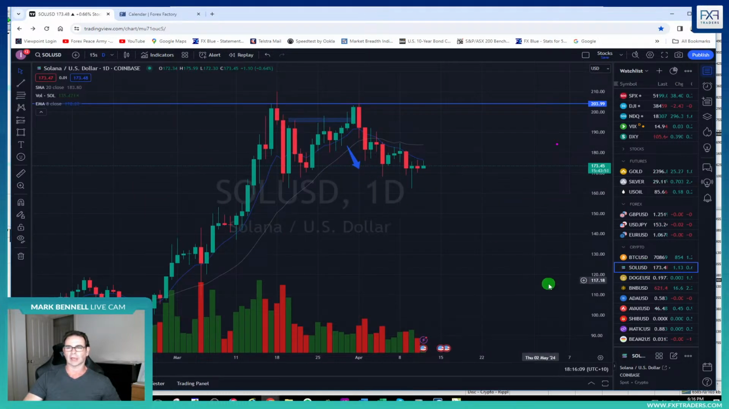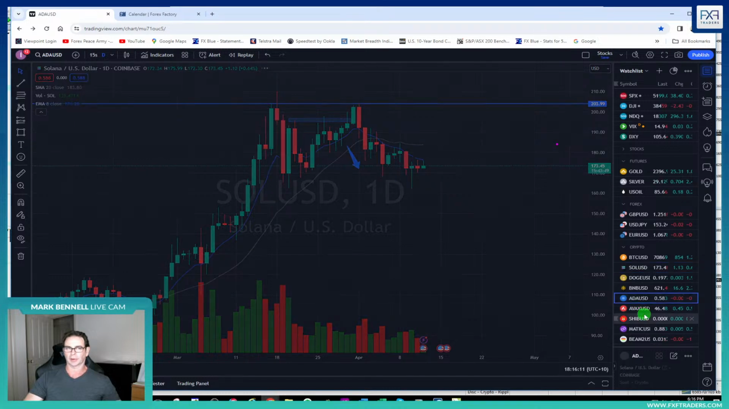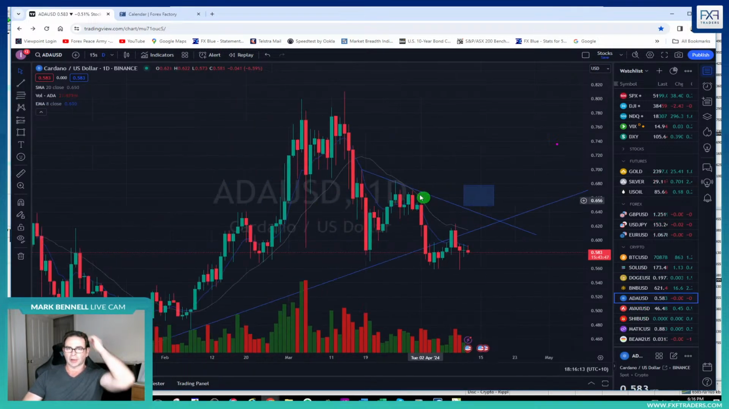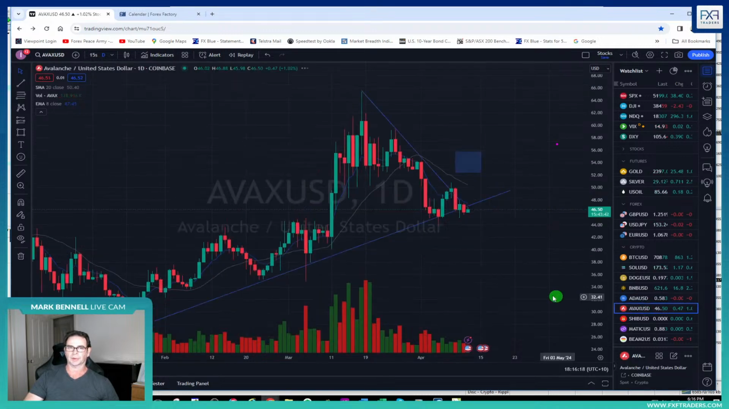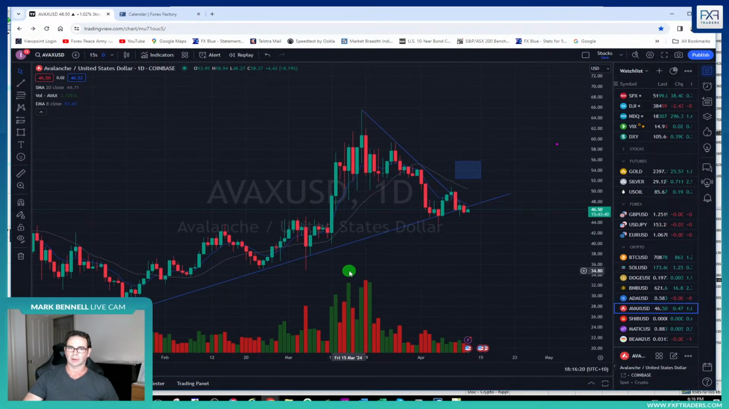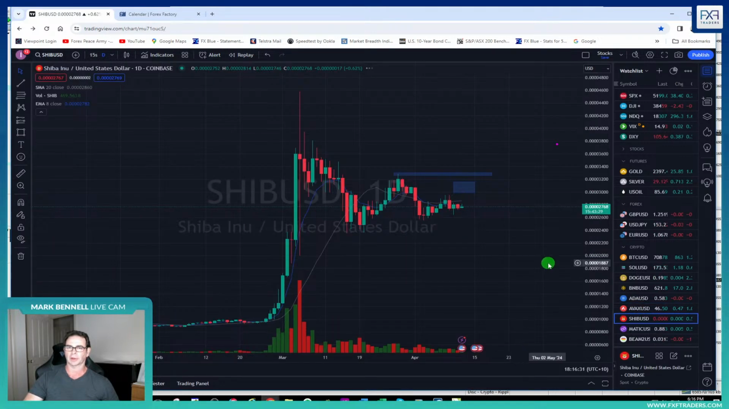Still Solana pushing down. Cardano, this one here, look, until we get into this region, not interested. Avalanche, well, same thing. Look, I've got these marked out and I'll leave these on until we get into this area. I'm not interested. Shiba, look, the same.